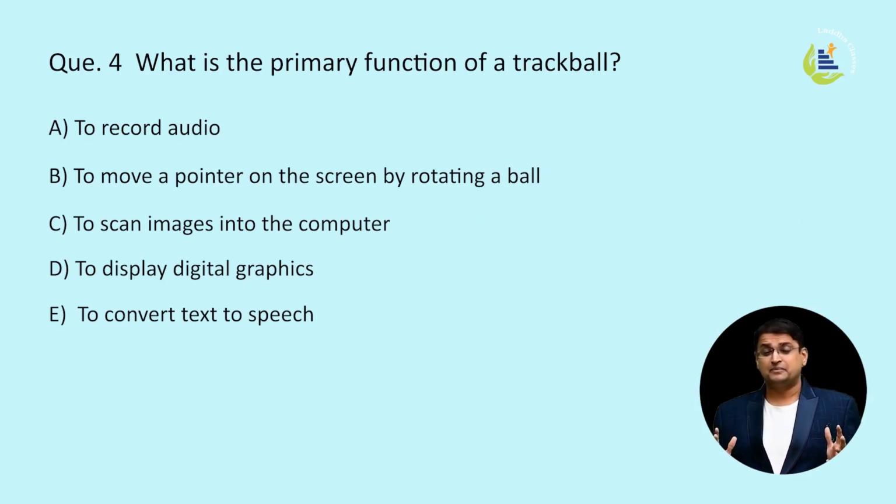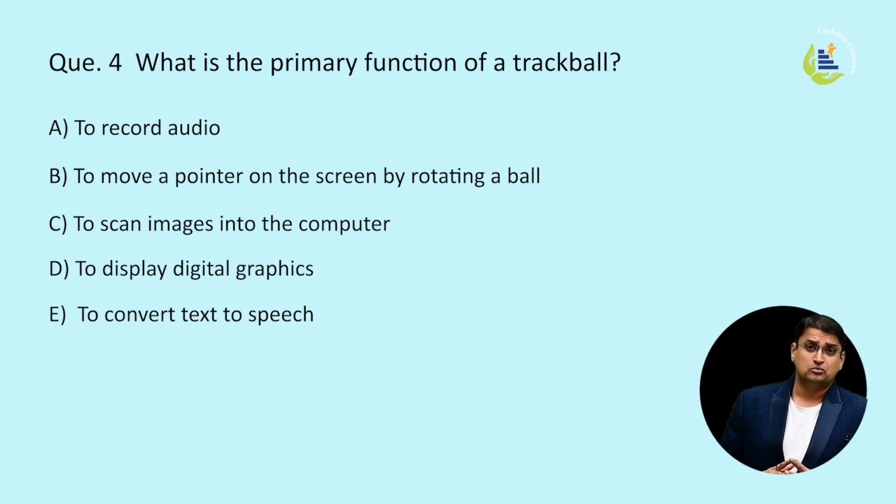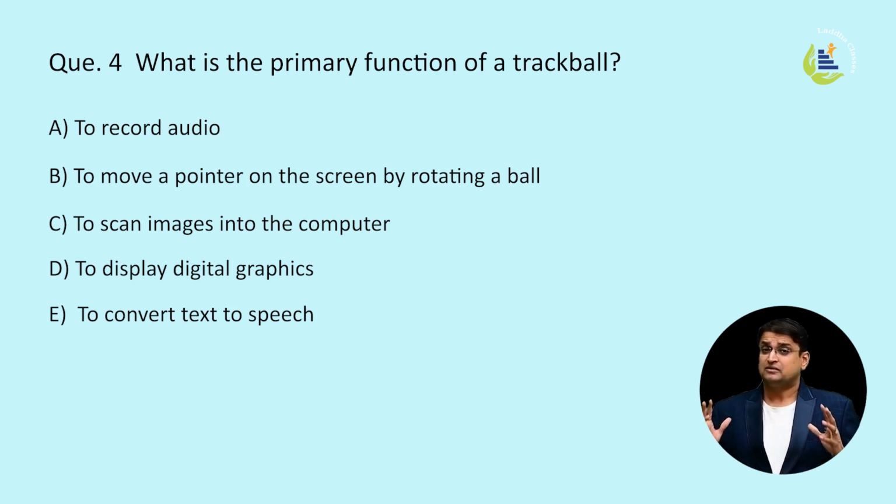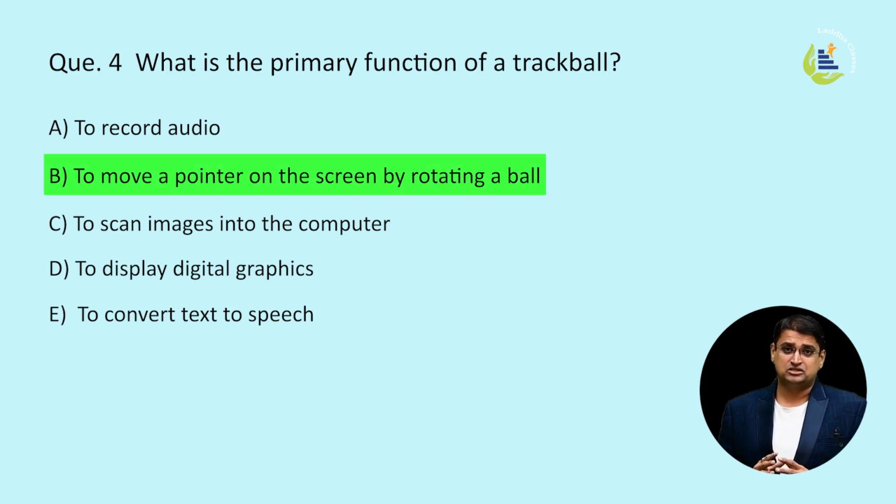Question 4. What is the primary function of a trackball? Options are to record audio, to move a pointer on the screen by rotating a ball, to scan images into the computer, to display digital graphics, to convert text to speech. Correct answer option is B. To move a pointer on the screen by rotating a ball.